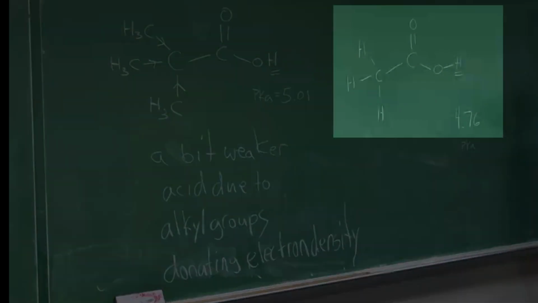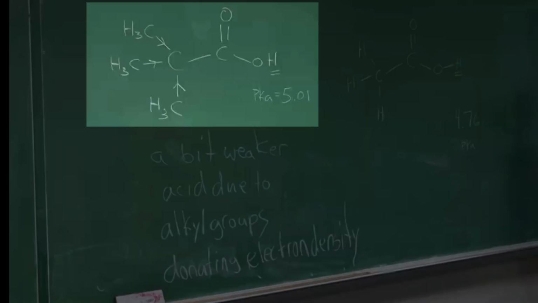For reference, we've got a carboxylic acid with some H's on it. The pKa value of that hydrogen is 4.76, the number I'm going to put up. Over here, that H has a pKa value of 5.01. It's not a dramatic difference. It's not even 1 pKa unit, not a factor of 10. It's less than that, but it's measurable. That's what's going on: these groups are donating electron density, so it makes it less acidic.